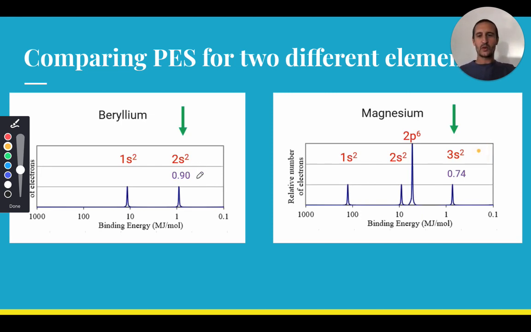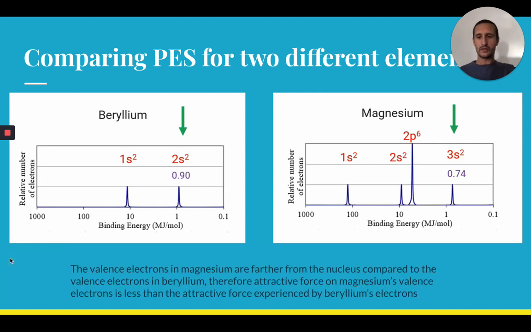So it requires more energy because those valence electrons in beryllium are closer to the nucleus. Therefore, they're going to have more attractive force compared to those in magnesium. Magnesium's valence electrons are farther away, and therefore the attractive force on magnesium's valence electrons is less than the attractive force experienced by beryllium's valence electrons.